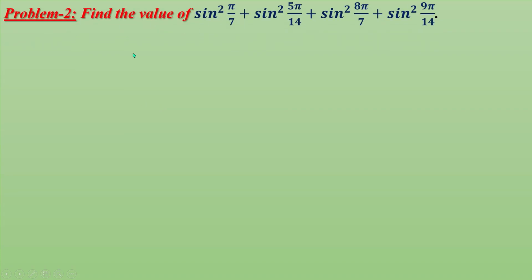Problem 2. Find the value of sin² π/7 + sin² 5π/14 + sin² 8π/7 + sin² 9π/14. We have to convert into the smallest angle. Here π/7 is the smallest angle, so we'll try to convert all the angles into π/7.